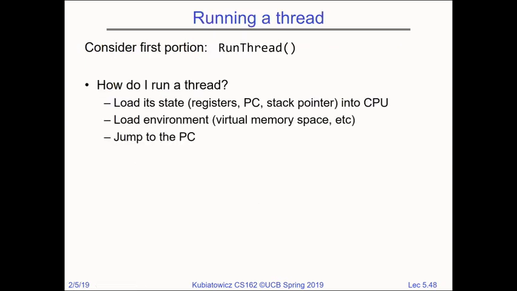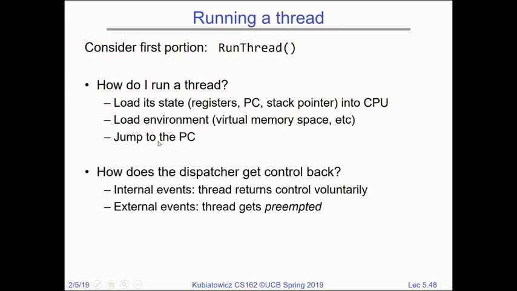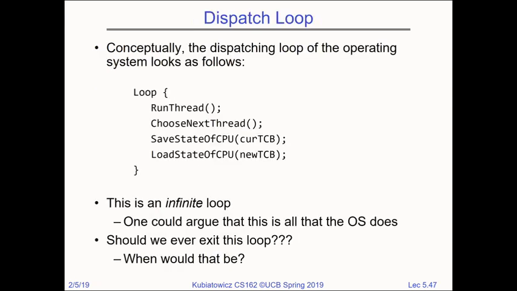So, how do we run a thread? Well, we load its state, registers, program counter, and stack pointer into the CPU. Load its environment, that's the virtual memory space, the address space, and jump to the PC. So how does the dispatcher get control back? See how I have run thread? That's the dispatch loop.